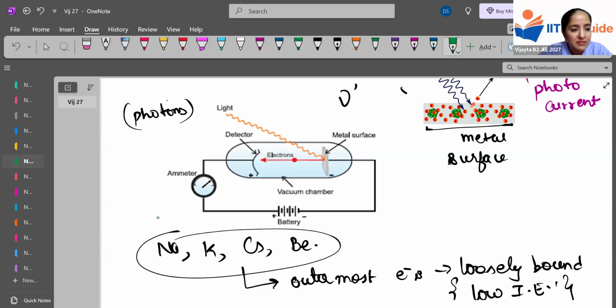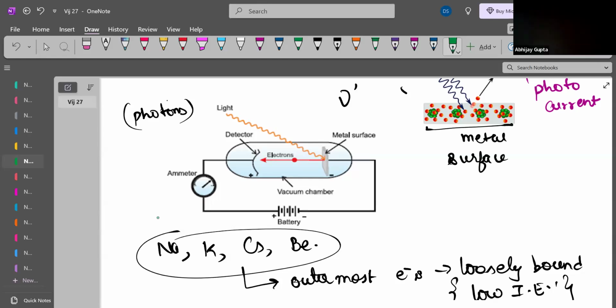Okay. Abhijay, you were saying something. Something like, in this case, is the potential energy supposed to be maximum?